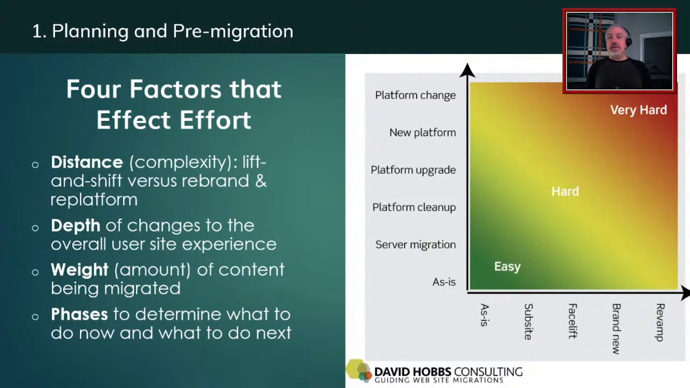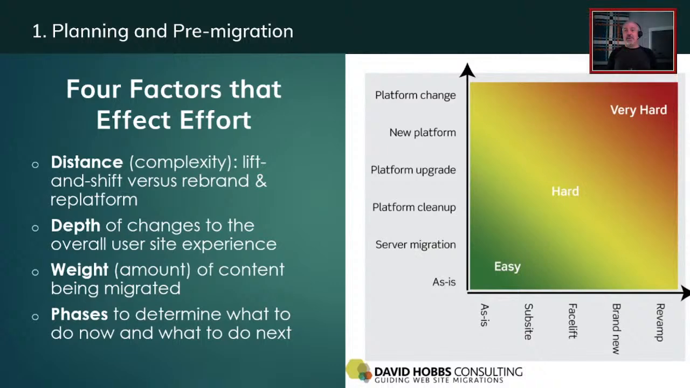This chart on the right by David Hobbs illustrates how complex your migration is going to be. The distance, on the y-axis, is described as changes to the platform from none to new, and it's plotted against depth on the x-axis, described as changes to the user's experience from none to a full site revamp. The further you move out on each axis, the difficulty of doing your migration increases.